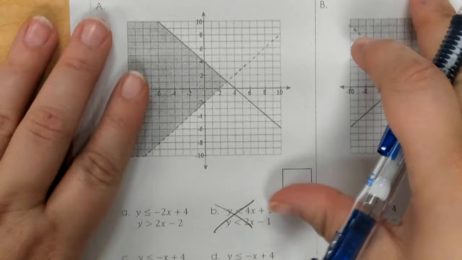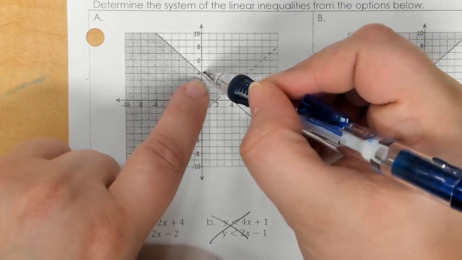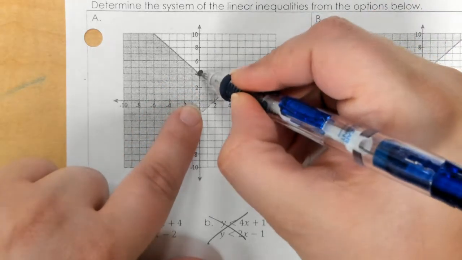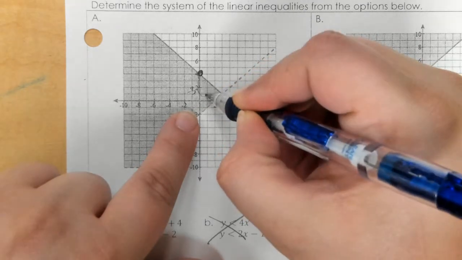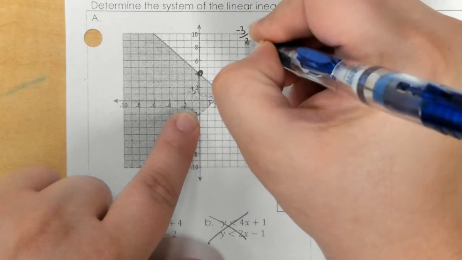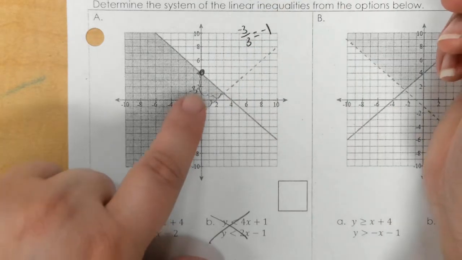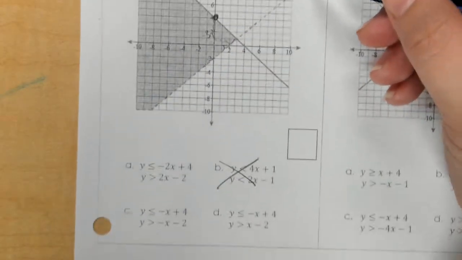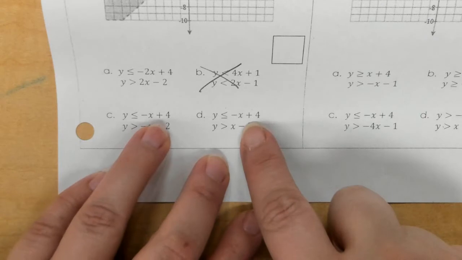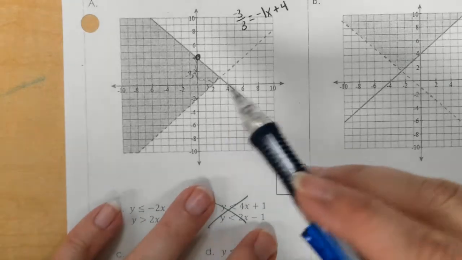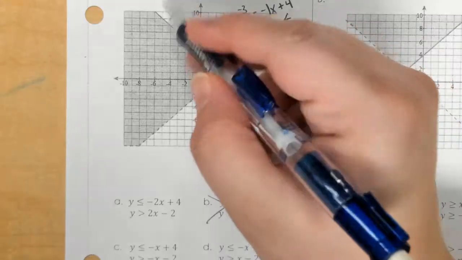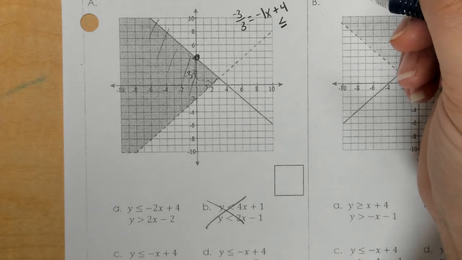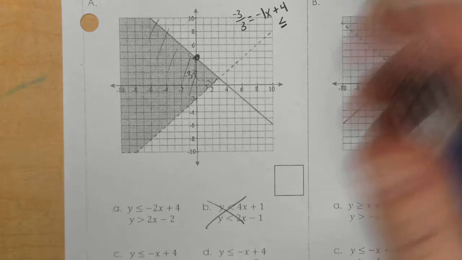Okay. Secondly, if I look at this one, I start at positive 4. And I want to know, how do I get here? So 1, 2, 3, down 3, right 3. And that's negative 1. And we know we started at positive 4. So negative 1x plus 4. Okay, so it could be either of these. That line is solid. And it had to have shaded below. So it's less than or equal to. Okay, so again, that could be C or D.